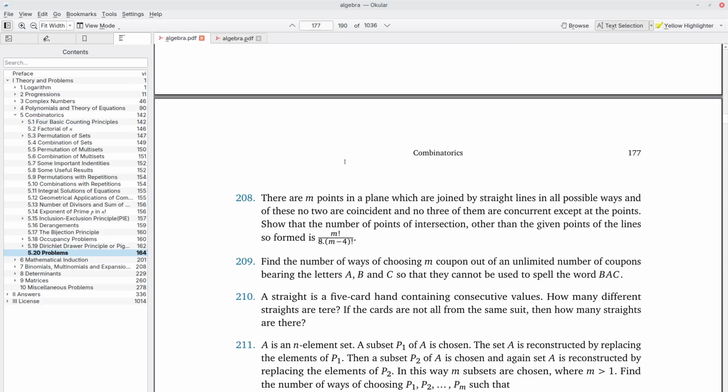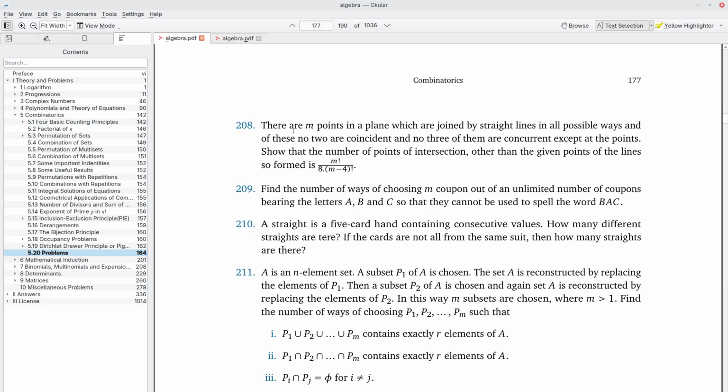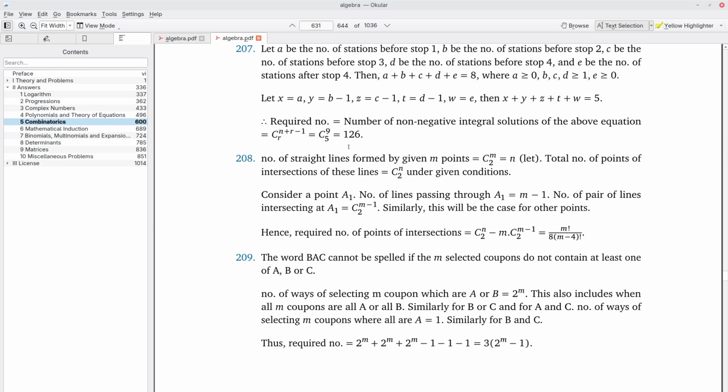Now we move on to question 208. There are m points in a plane which are joined by straight lines in all possible ways. Of these, no two are coincident and no three of them are concurrent except at the points. So the number of points of intersection other than the given points of the lines so formed is m factorial by 8 multiplied by m minus 4 factorial. The number m should be capital.